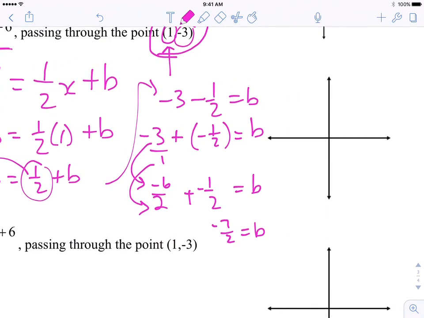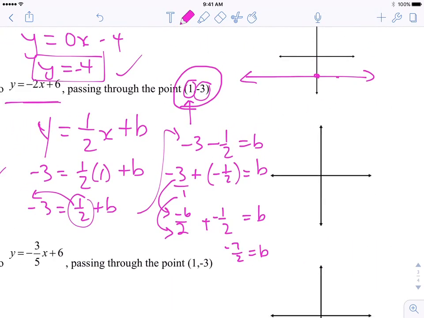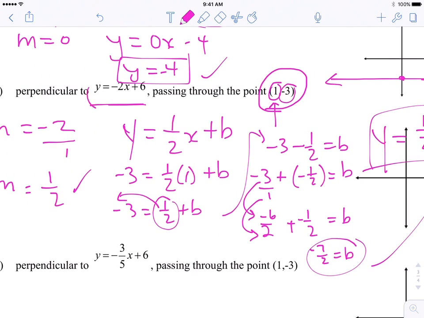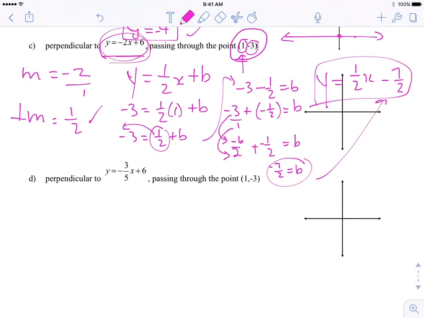If that's the case, my equation is going to be y equals, and our negative reciprocal slope was 1/2, so 1/2 x, and we know b is negative 7 over 2. That just goes up there, and that's it. That's the equation of a line perpendicular to this line here, and passing through the point 1, negative 3. Let's look at this one here.